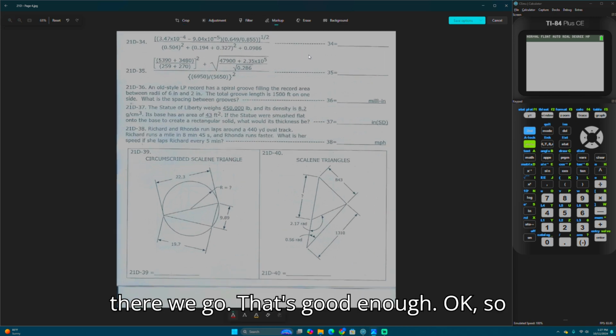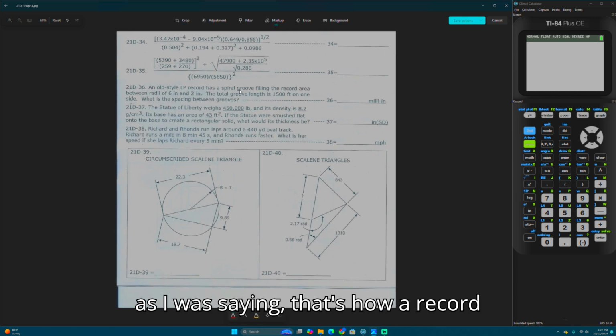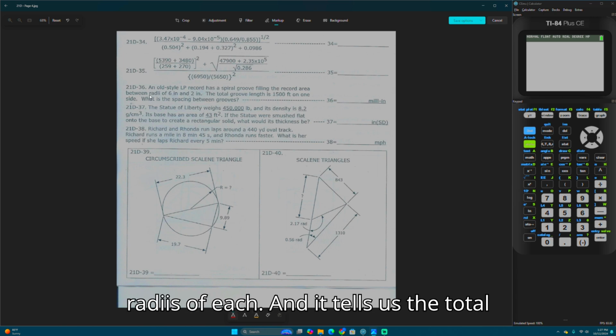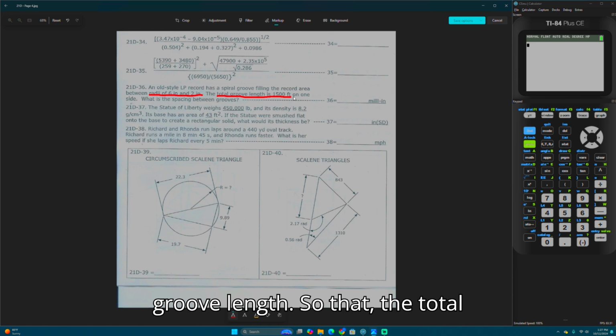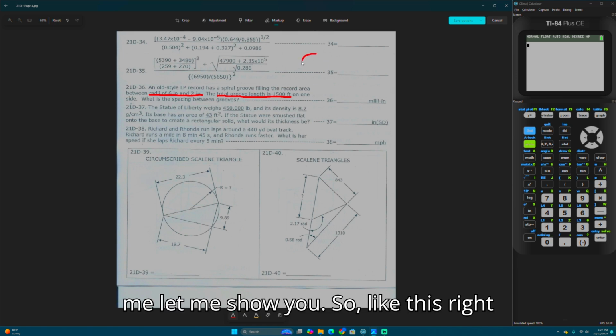That's good enough. Okay, so as I was saying, that's how a record player looks. So it gives us the two radii of each, and it tells us the total groove length. So the total groove length is all the, let me show you.